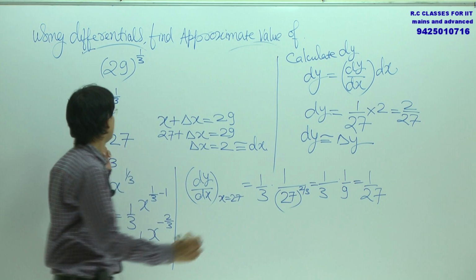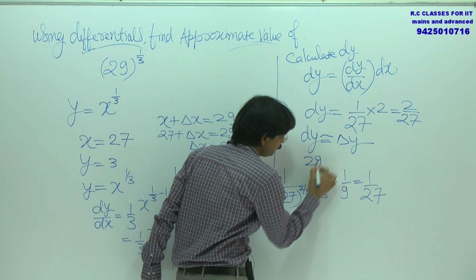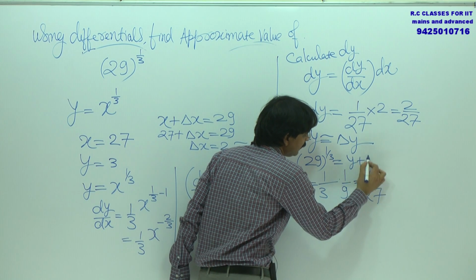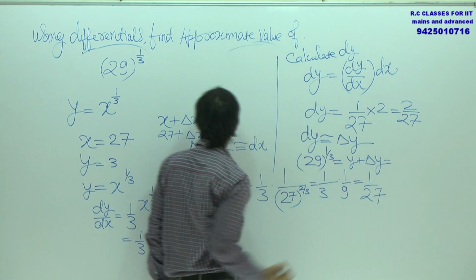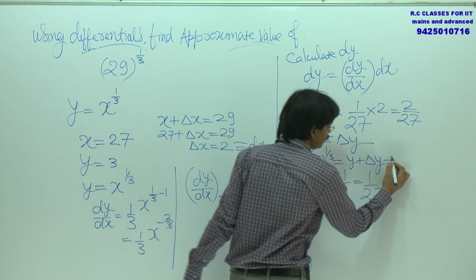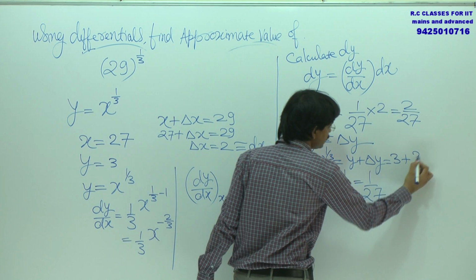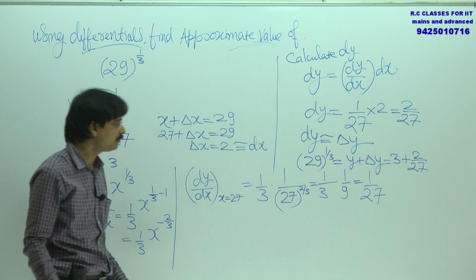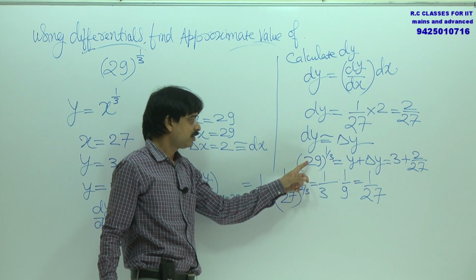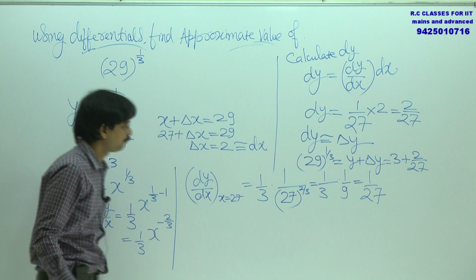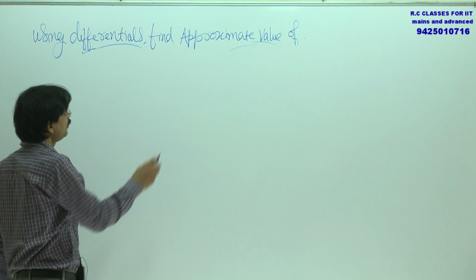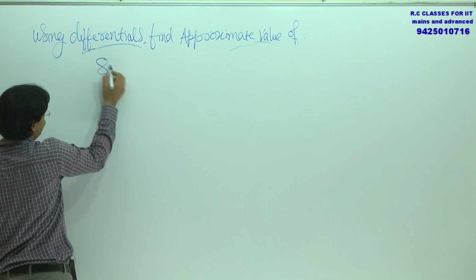We want cube root of 29. That is going to be y plus delta y. So y is 3 and delta y is 2 by 27. So just divide 2 by 27 and add in the 3, you will be getting the cube root of 29.